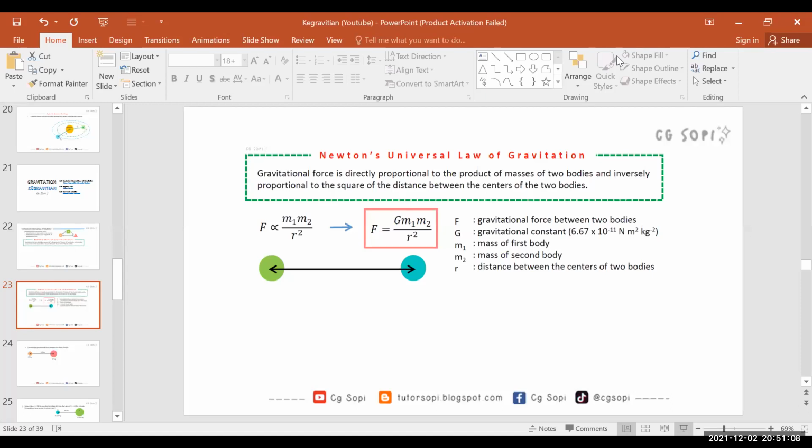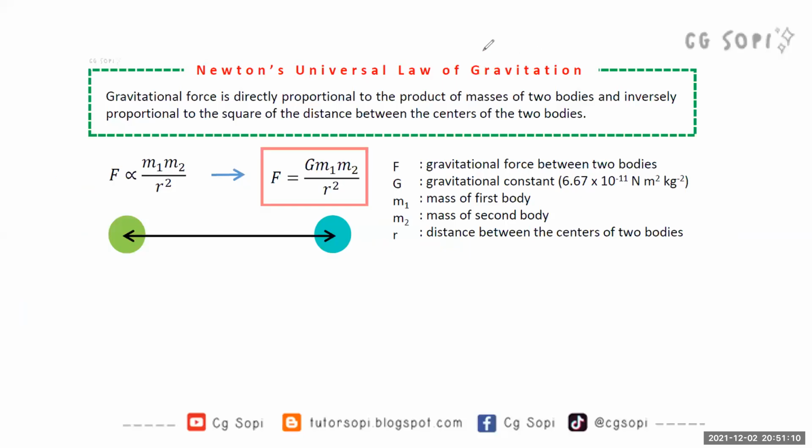Okay, so we already know about Newton's universal law of gravitation, and from this sentence we actually get this formula, which is F equals G m1 m2 over r squared. So F is the gravitational force between two bodies, meaning we have two objects here. Let's say object A or object number 1 and object number 2. Body number 1, body number 2. So the mass of number 1 is m1, the mass of number 2 is m2. So F is the gravitational force between m1 and m2.